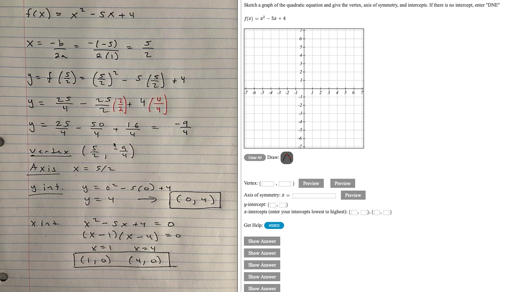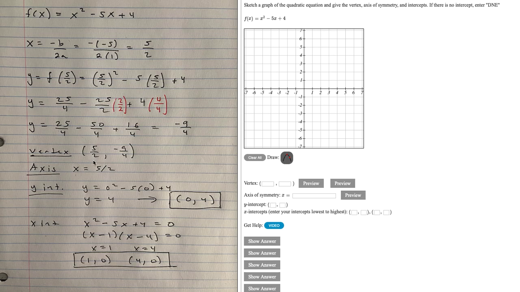So that was my vertex. And again, if this had come up like 1, all this would have been easy. You would have dropped a 1 in there and it really wouldn't have been a big deal. But because it came up a fraction, fractions make stuff harder. It just kind of is what it is.